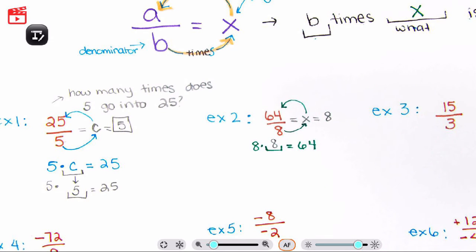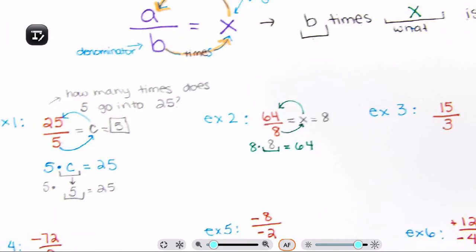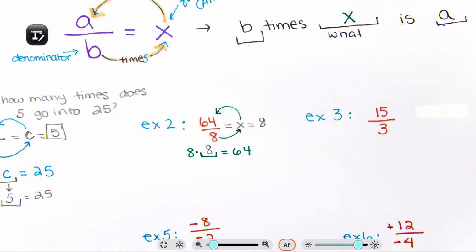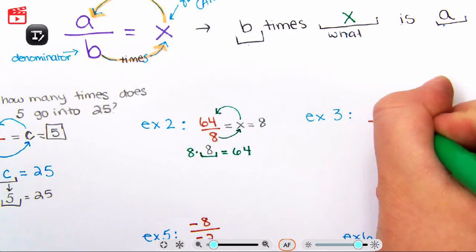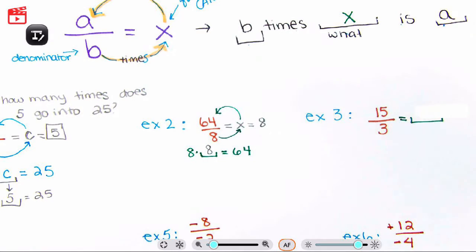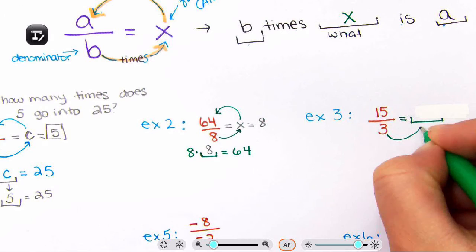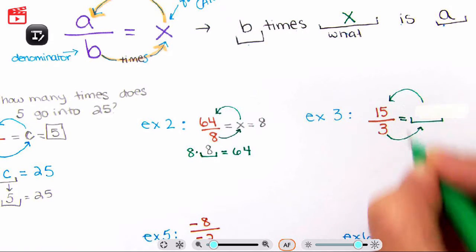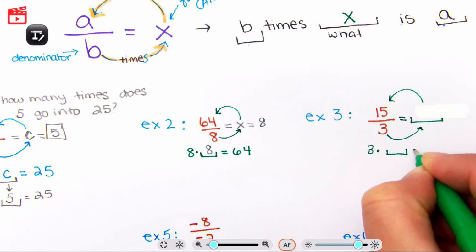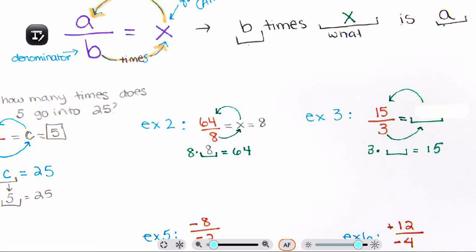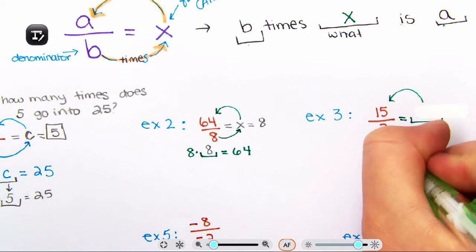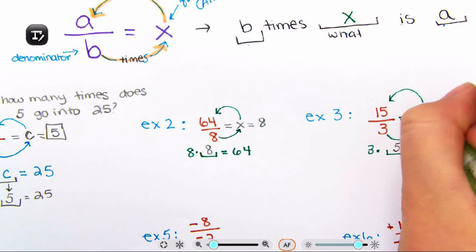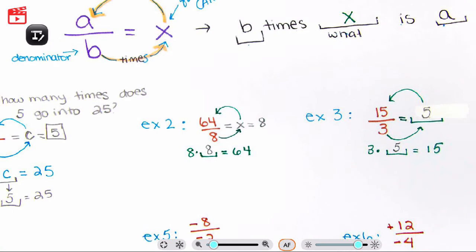All right, let's try another one. Again, counterclockwise, we are making it equal to a variable. Now, if you don't want to make it equal to a variable, you can just put a blank. I mean, that's where your answer is going to go. So now I have 3 times what is 15? 3 times what is 15, you guys? And everyone should be screaming out loud, 3 times 5 is 15. So we're going to write a 5 here. That means my answer is 5. 3 times 5 is 15.